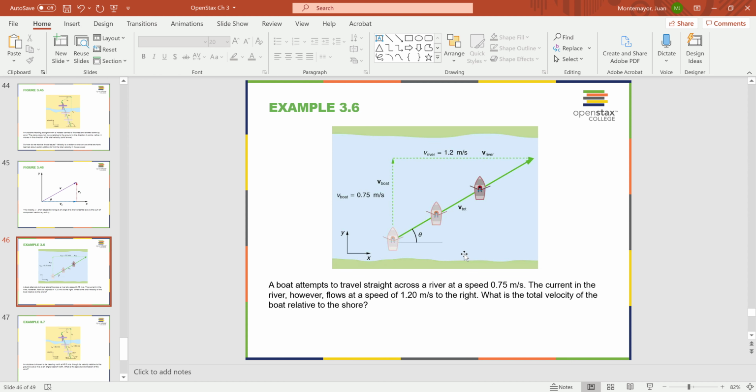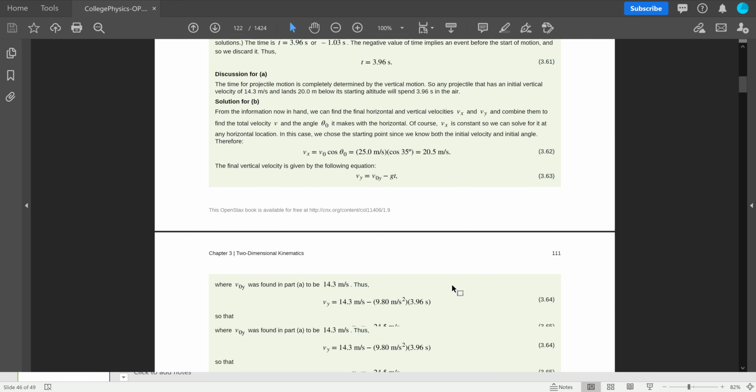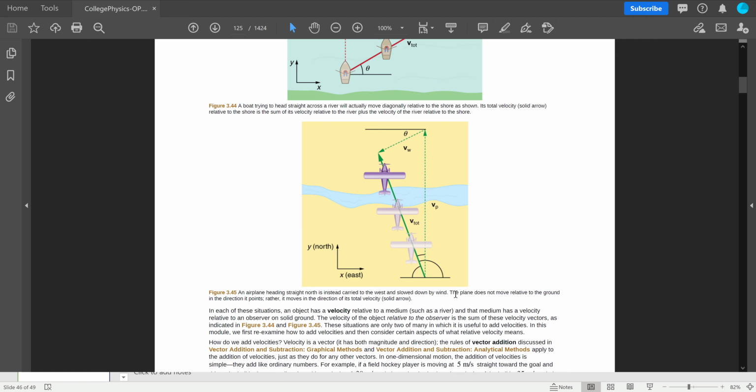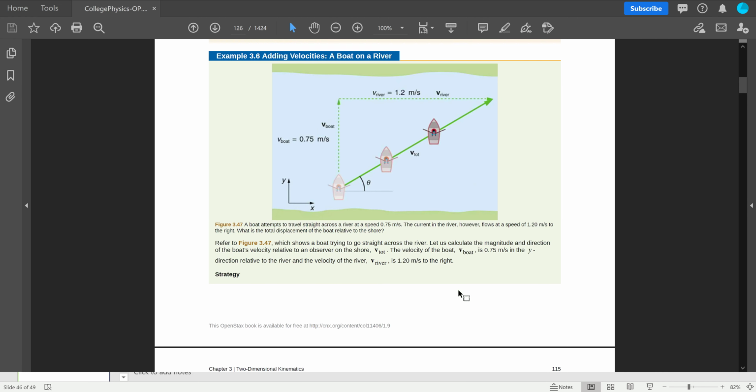Okay, so going back to the example of the boat, we have a boat that attempts to travel straight across the river at 0.75 meters per second. The current in the river, however, flows at 1.2 meters per second to the right. What is the total velocity of the boat relative to the shore? So we're trying to find the velocity of a person standing down here, waiting for this boat to cross.